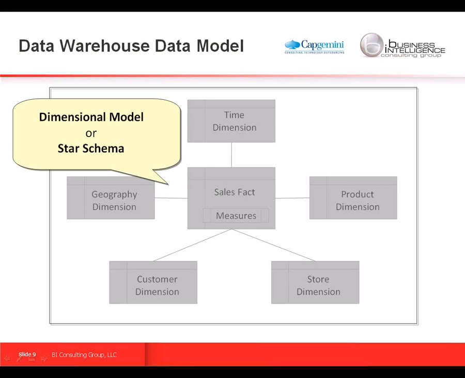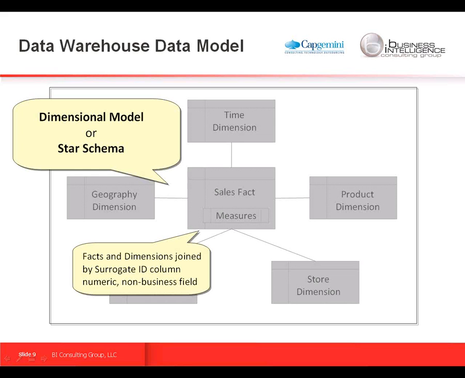But one of the key things that we'll find when we get to the security piece is that these facts and dimensions are joined by something called a surrogate ID, which is just a numeric non-business field that makes it easy to join up the facts and the dimension tables, but doesn't involve business logic in the table joins. That doesn't mean you can't query by a department ID, an employee ID, or a business unit. It's just a data warehousing technique.